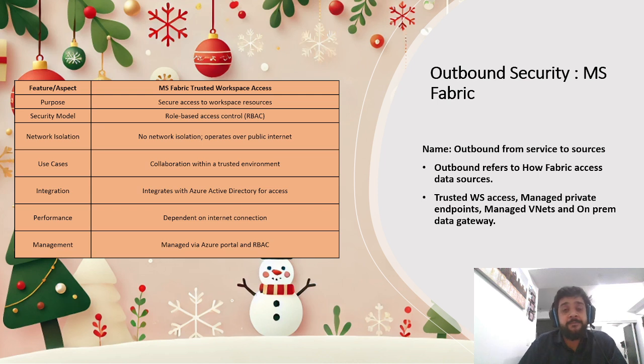So Fabric, like any service, from a security perspective, you're really thinking about it in two ways. One is outbound security. How does Fabric access the data sources? What is that communication? Now, there are many ways to do it. One of them is trusted workspace access, which we're going to talk about, managed private endpoints, which is also something we're going to talk about, managed VNets, and the on-prem data gateway.